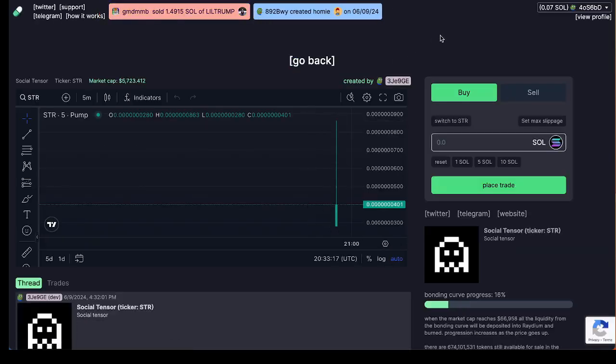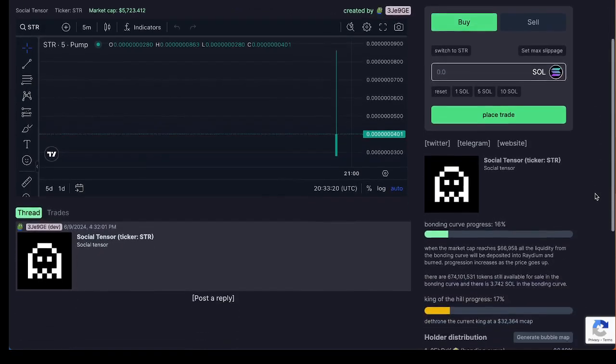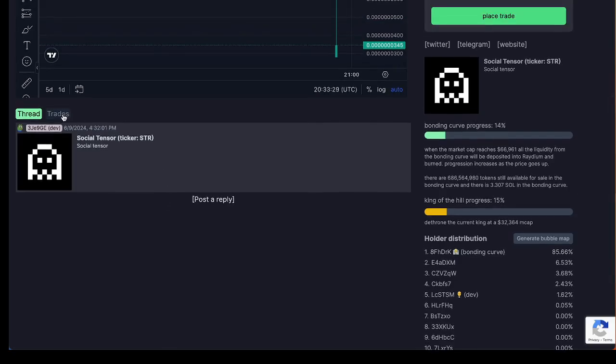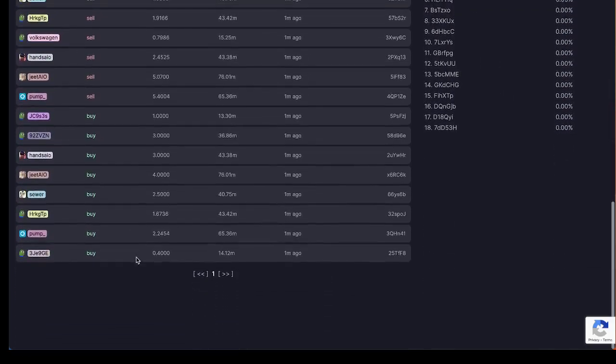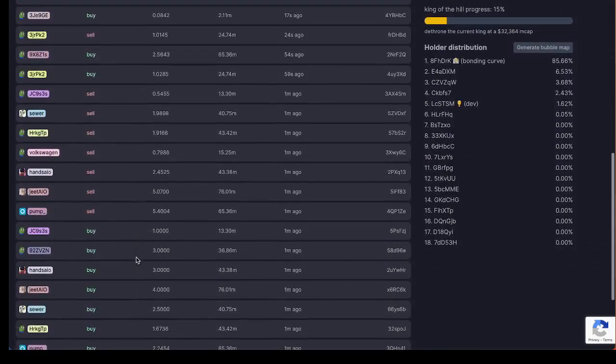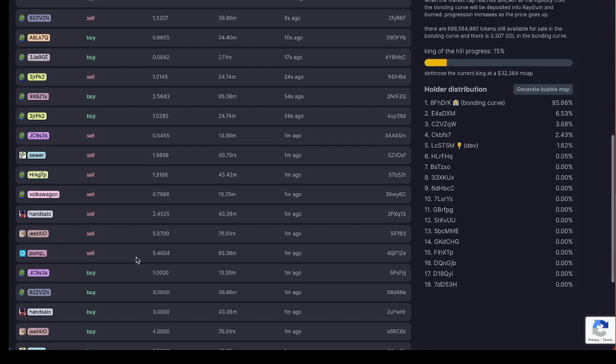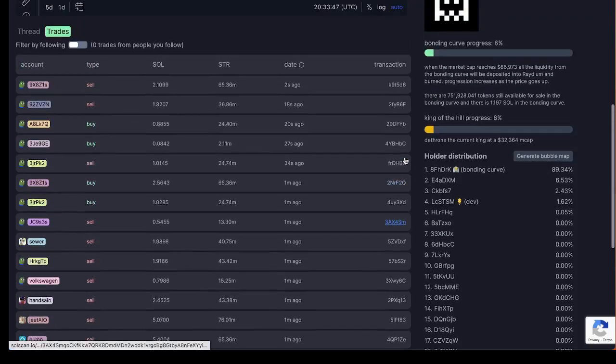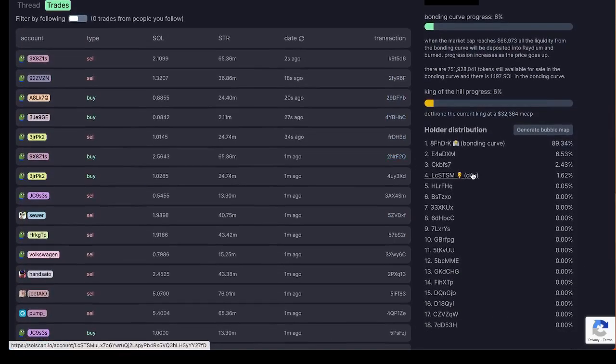The first thing you have to do is see if there are a lot of threads here, like people posting about this token, and if there are a lot of trades here, like this one, you can see there are a lot of trades, people are selling and buying. And the second thing you have to look for, you can see here the wallet, it says dev. This is the guy who creates this token, so make sure he holds a low percentage. Like this one, he has only 1.62%, which is good.